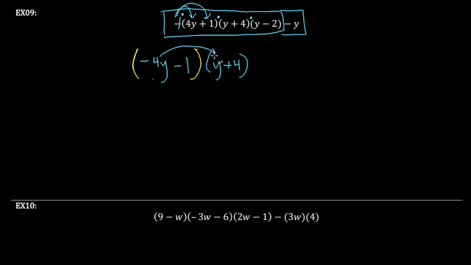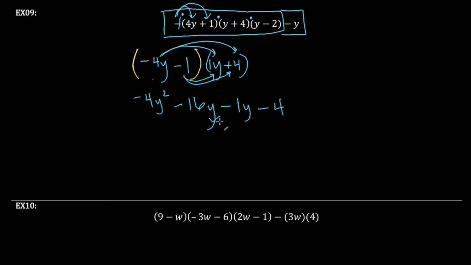So a negative times a positive is a negative. 4 times 1, if you need to see it, is 4. Y times y is y squared. So a negative times a positive is a negative. 4 times 4 is 16. Y, no y's, is y. And a negative times a positive is a negative. 1 times 1 is 1. And then we have a y. And a negative times a positive is a negative. 1 times 4 is 4.